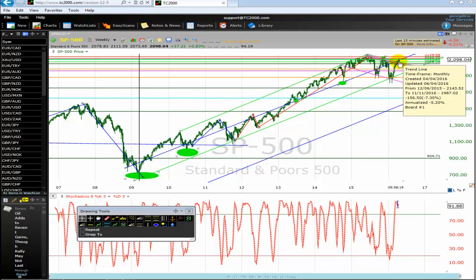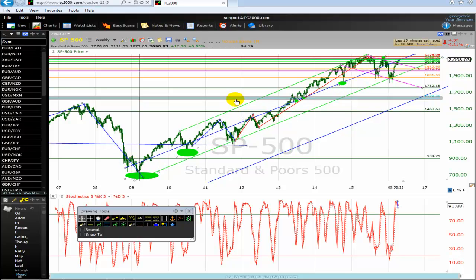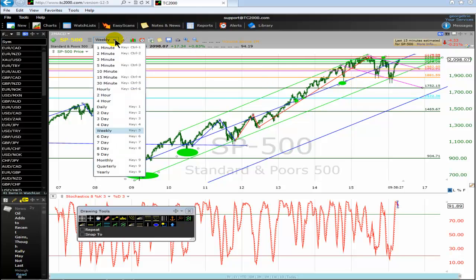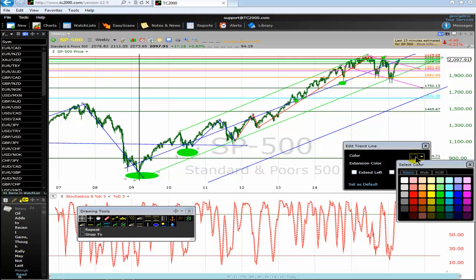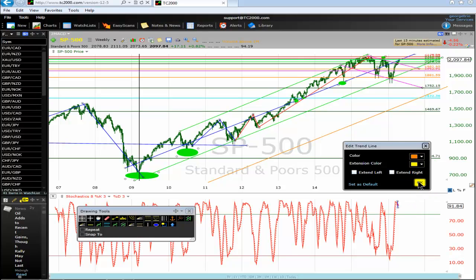So this blue line, which is the median line of the rising channel, we can see it on the 2-hour time frame. Pay attention to the blue line here. I will color this one orange so you don't get confused. So we have only one. Here it is, the blue line.